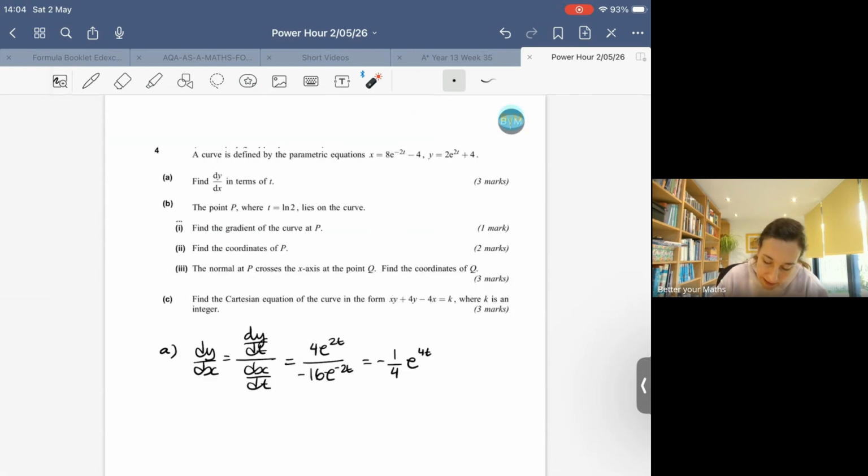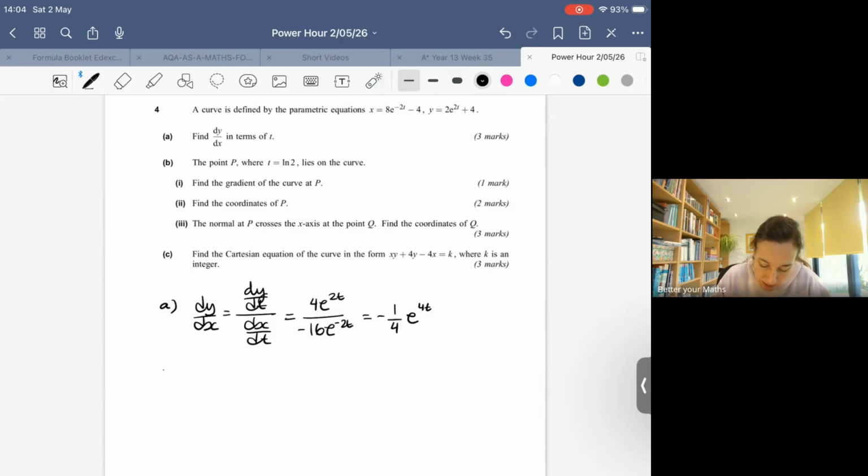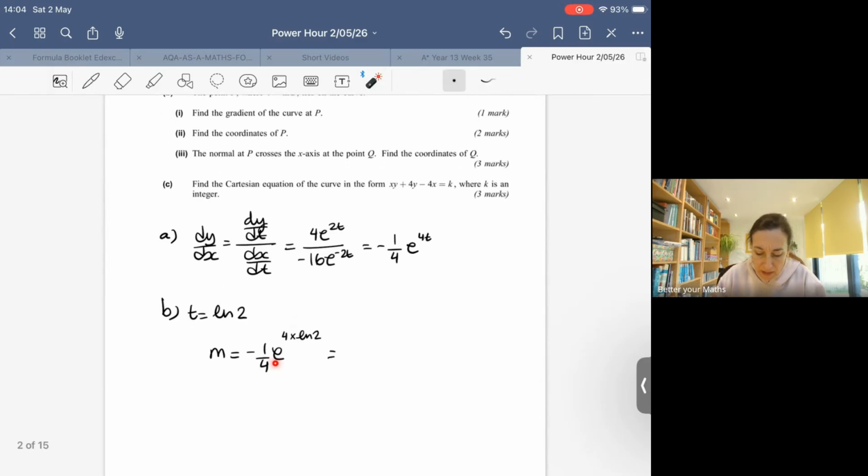Okay, then we are going to find the gradient. So we are going to substitute t equals ln 2 in the derivative. So the gradient is going to be minus 1/4 e to the power of 4 times ln 2. I don't know if the calculator is going to tell you this. I think it's going to give you the decimal, so you don't want to do that. What we are going to do is 4 ln 2, and I'm going to do it on the side. So 4 ln 2 using the properties of the lns, remember, is ln 2 to the power of 4.